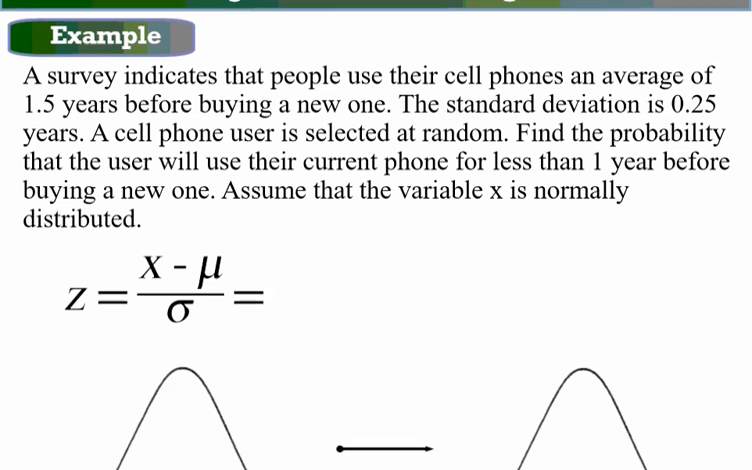A survey indicates that people use their cell phones on average 1.5 years before buying a new one. The standard deviation is 1/4 of a year. A cell phone user is selected at random. Find the probability that the user will use their current phone for less than 1 year before buying a new one. Assume that the variable is normally distributed.